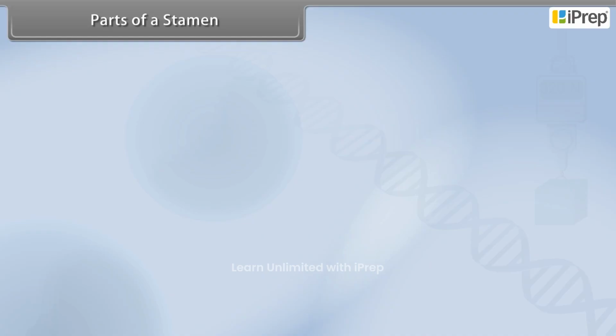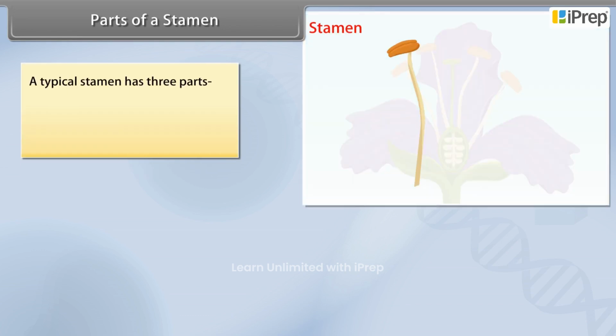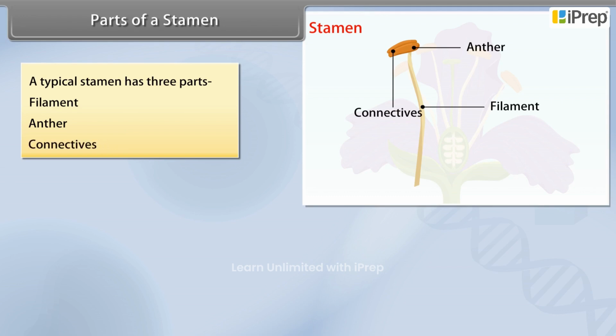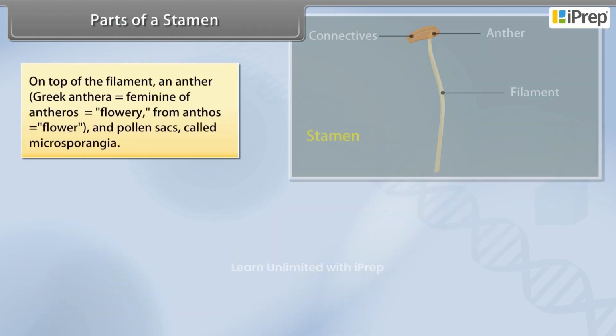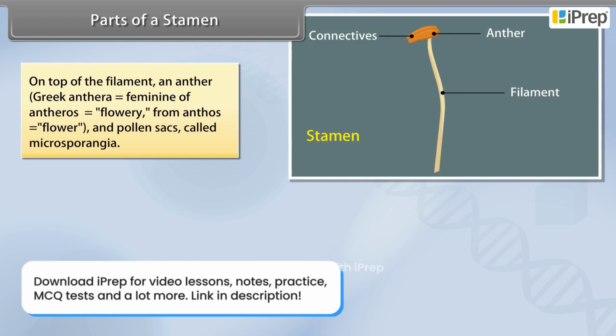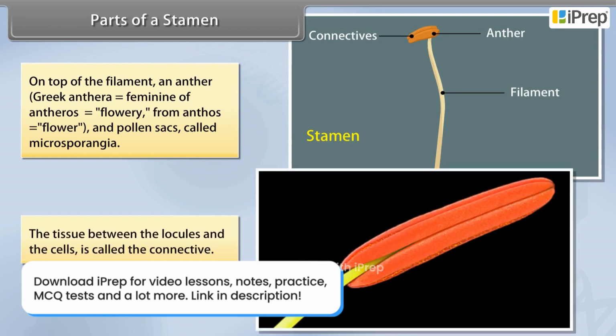Parts of a stamen. A typical stamen has three parts: filament, anther, and connective. Each stamen generally has a stalk called the filament. There may be a variation in the length of filaments within a flower, as in salvia and mustard. On top of the filament sits an anther with pollen sacs called microsporangia. The tissue between the locules is called the connective.